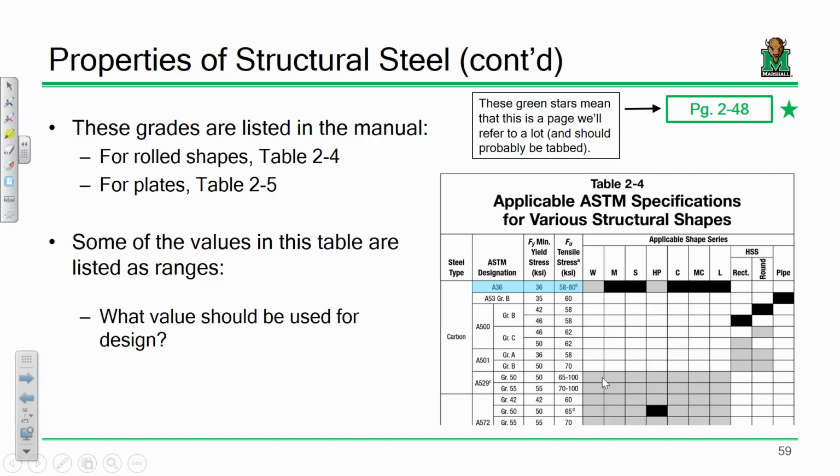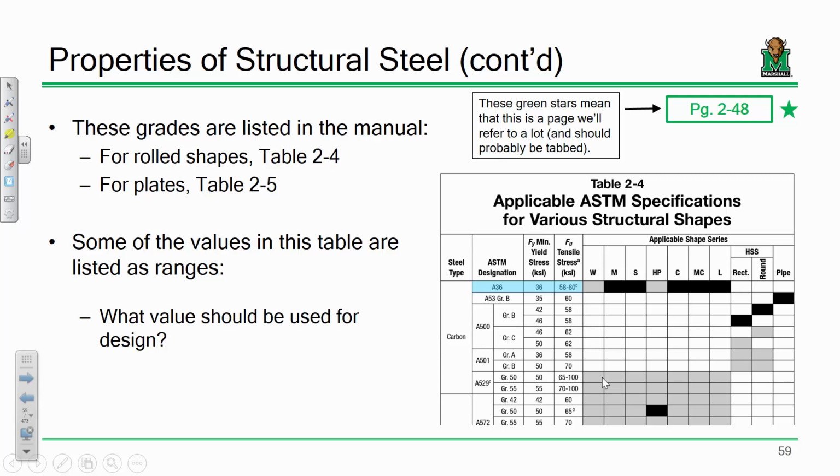In other words, if you look at grade A36 steel, the yield stress is 36, but the Fu is listed from 58 to 80. Okay? Now, I'll tell you why it's listed as a range in a second, but let me ask you a question. If you're in design mode, and it says the tensile stress is anywhere between 58 and 80, what do you use for design purposes? 58. Exactly right. You use the minimum, right? Because that's the worst case scenario.